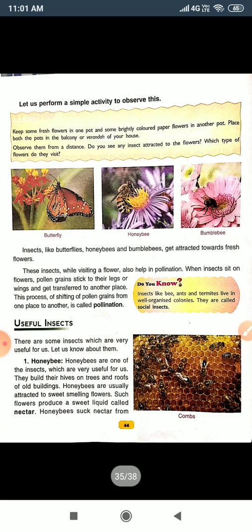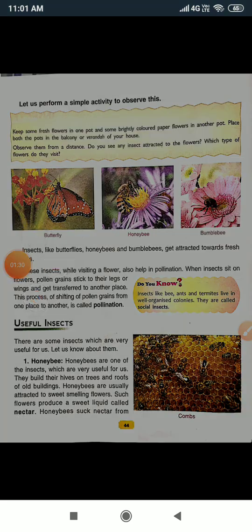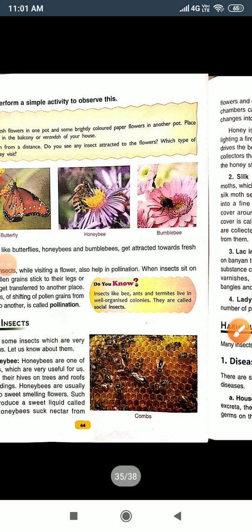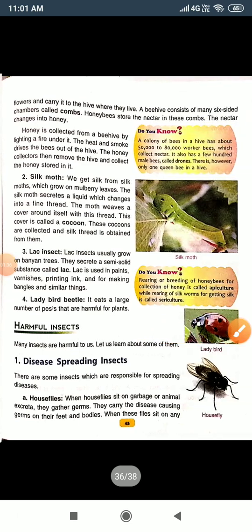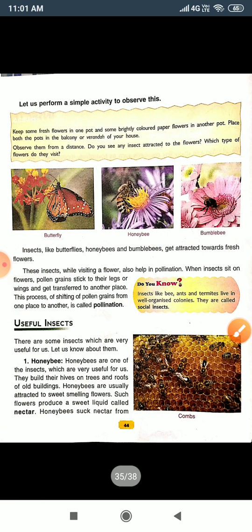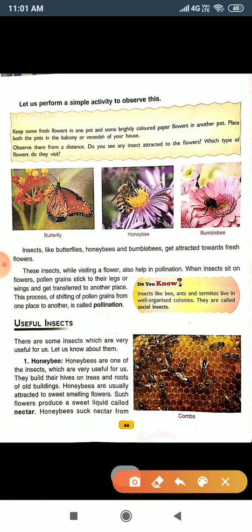Now insects are divided into 2 categories. One is the useful insects, and the other is the harmful insects. So there are 2 types of insects. As I explained earlier, insects which are useful for us, like the honeybee, are called useful insects.